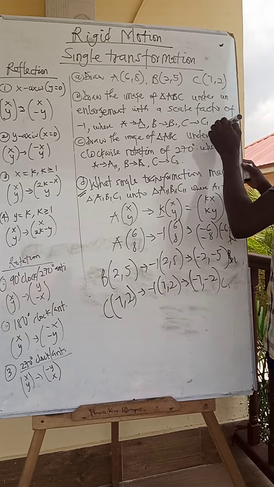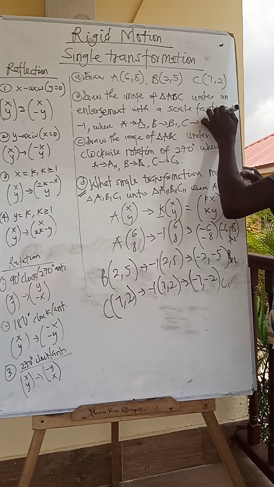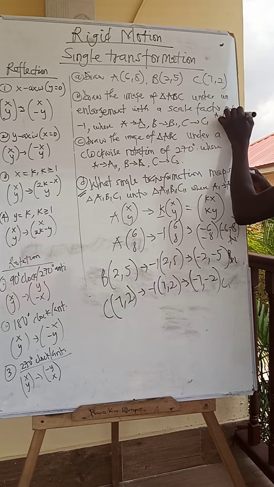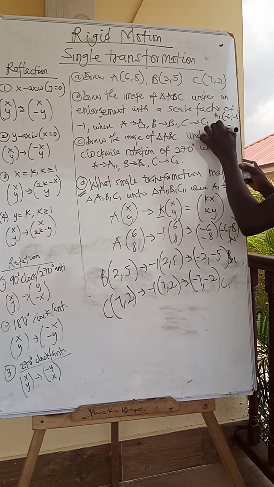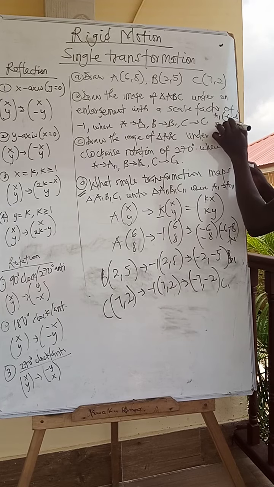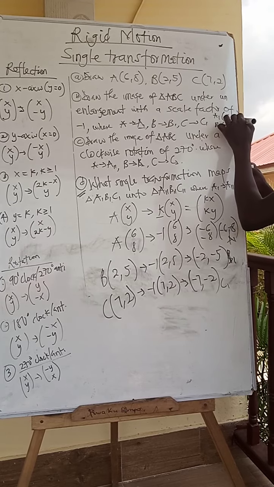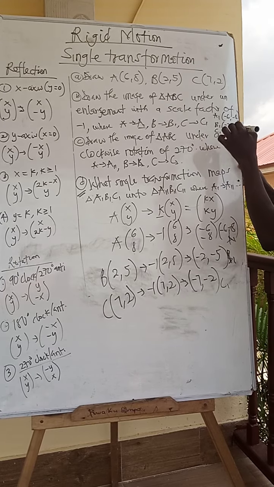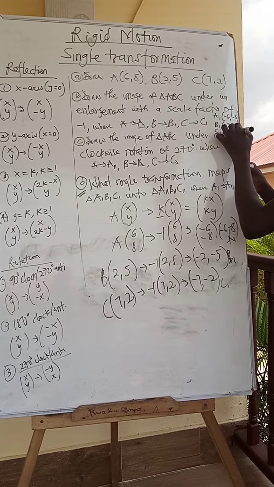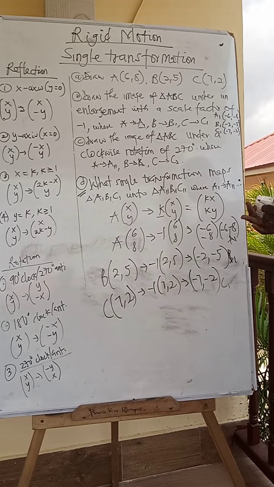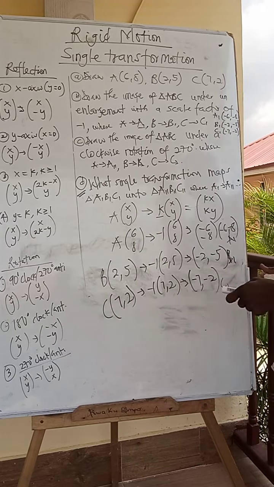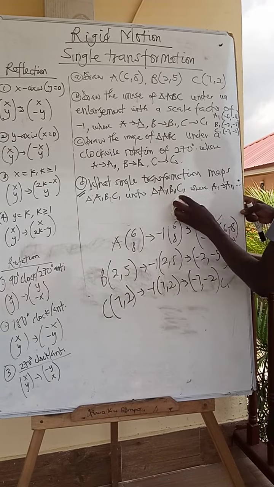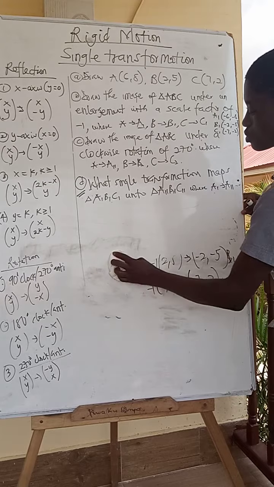So let's keep this one somewhere. Let's write it here. A1 is -6, -8. Our B1 is -2, -5. And our C1 is -7, -2. We will come back and use it. That's why I'm just hiding them over there. But I hope the method is very clear to all my viewers. So let's move on to the next one.